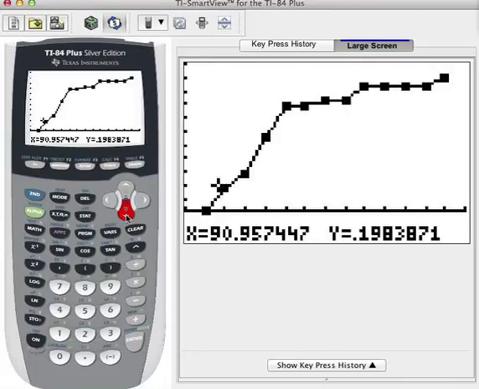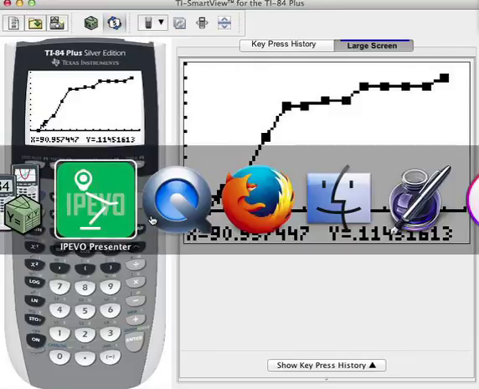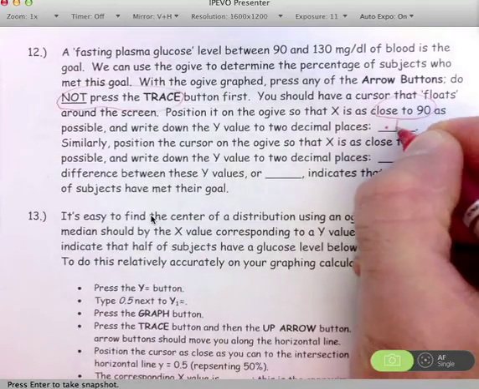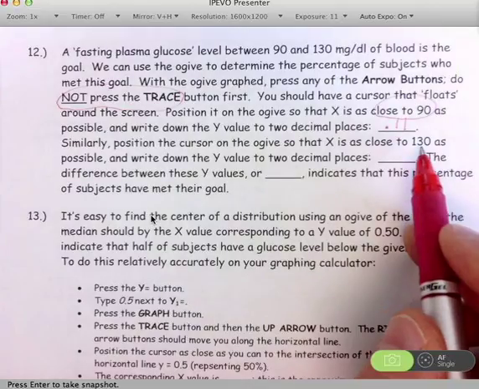A little closer, a little closer. That's probably about the best that I can do right here. Right about there. So I'm going to write down my relative cumulative frequency. What this says is 11% of subjects have a fasting glucose level that is less than 90. So I'm going to put that down. So there's my 11%. Now I'm interested in 90 and 130.